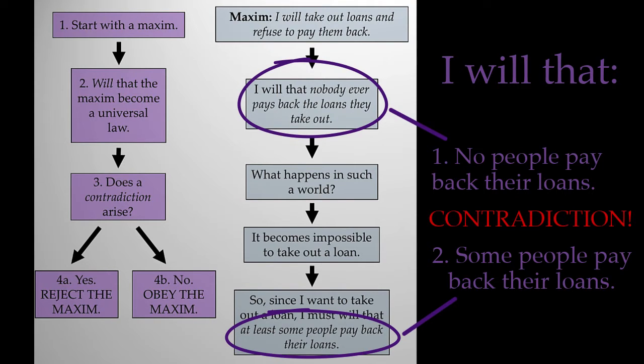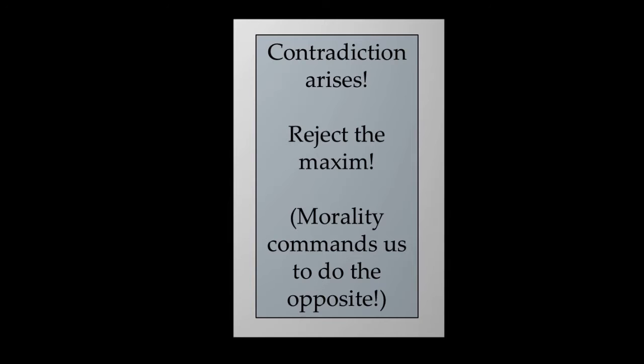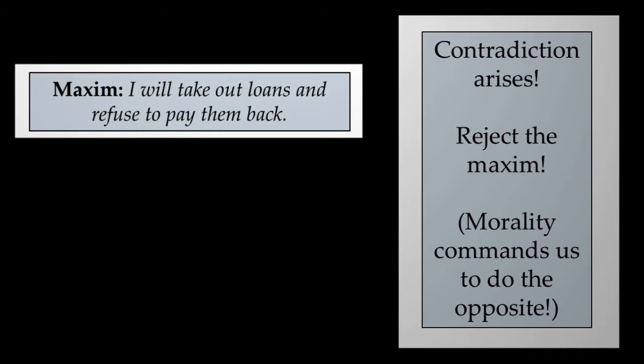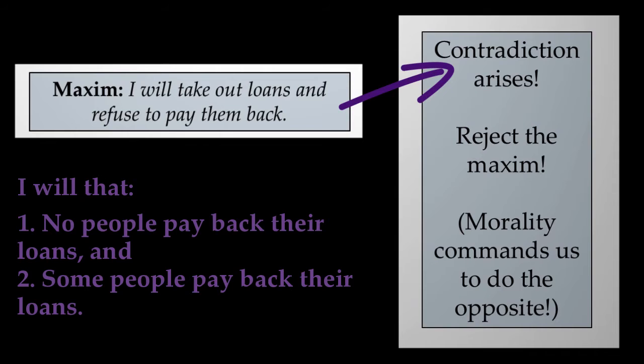But that's a contradiction. You can't will both of those things at the same time. You can't will that nobody ever pays their loans back and that some people do pay their loans back. So those two sorts of things, you can't possibly will them at the same time. That means this particular maxim is a bad one. So we go back to our maxim, I will take out loans and refuse to pay them back. That led to a contradiction because you're having to will that nobody ever pays back their loans, and you're having to will that some people pay back their loans, because that's what makes it possible for you to get a loan in the first place. So there's a contradiction in your will if you adopt this maxim.